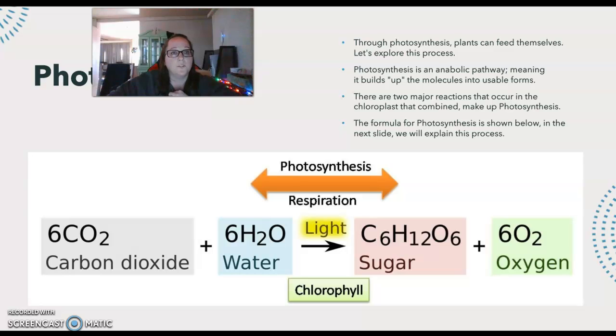Now we're on to photosynthesis. Through photosynthesis, plants can essentially feed themselves, and let's explore this process. Photosynthesis is an anabolic pathway, meaning it builds up the molecules into usable forms. There are two major reactions that occur in the chloroplast that combined make up photosynthesis. The formula for photosynthesis is shown below. In the next slide, we'll explain this process.